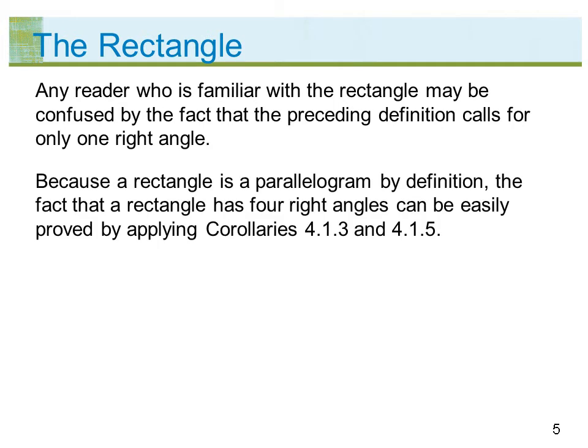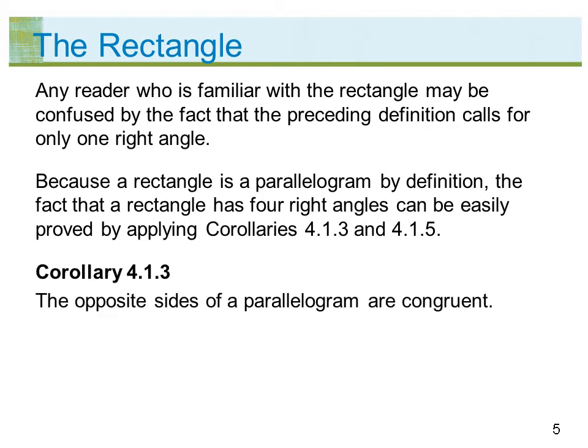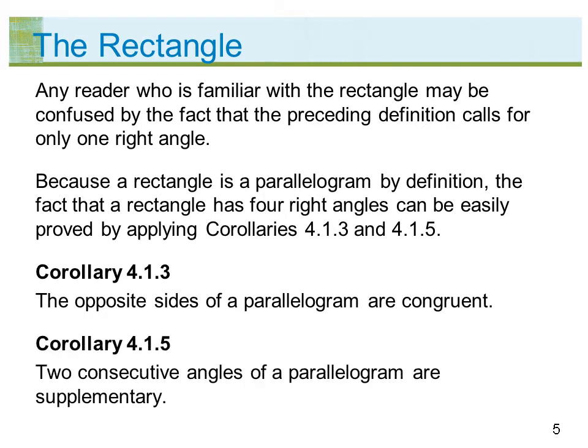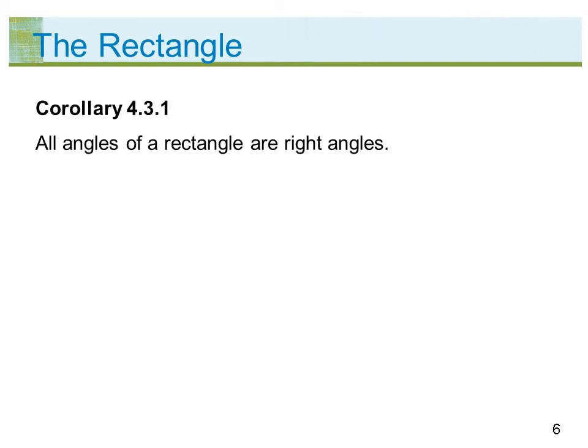Because a rectangle is a parallelogram by definition, the fact that a rectangle has four right angles can be easily proved by applying corollaries 4.1.3 and 4.1.5. Corollary 4.1.3. The opposite sides of a parallelogram are congruent. Corollary 4.1.5. Two consecutive angles of a parallelogram are supplementary. Corollary 4.3.1. All angles of a rectangle are right angles.